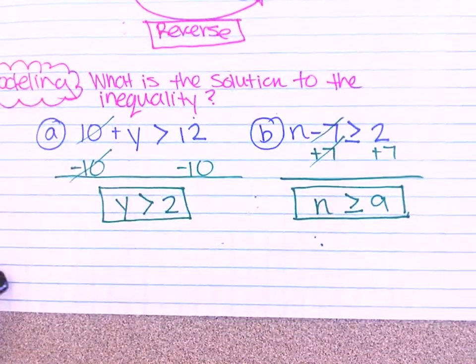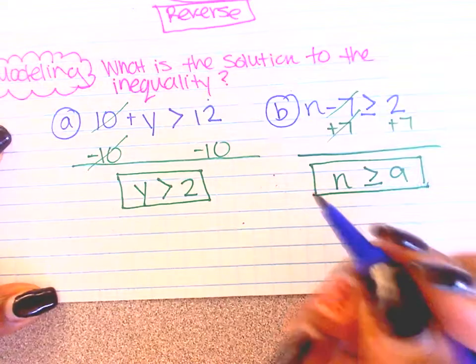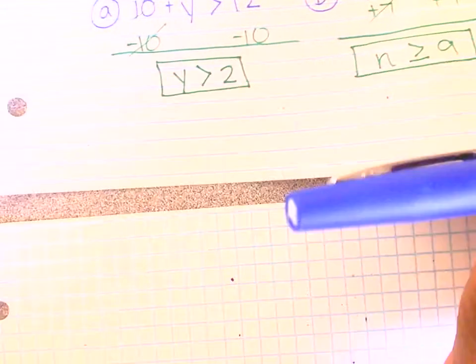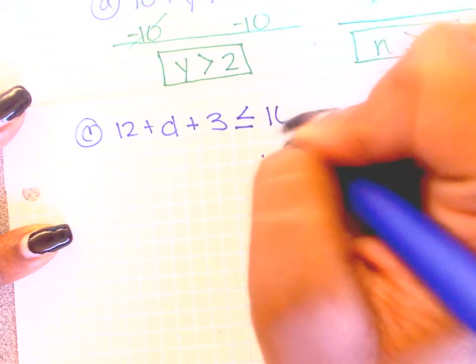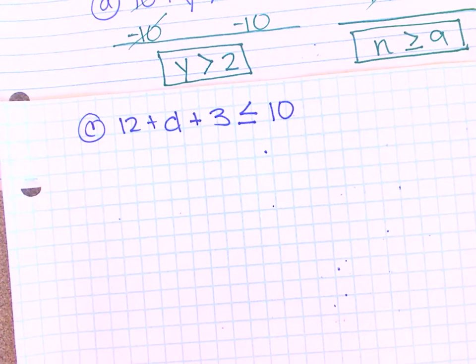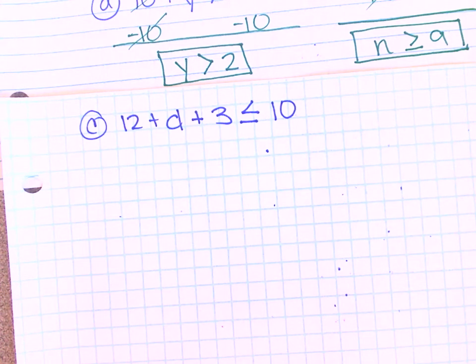Okay, let's try the letter C here. 12 plus d plus 3 is less than or equal to 10. Please write that down. 12 plus d plus 3 is less than or equal to 10. I don't see everybody writing. I don't know if you can do it telepathically or what.